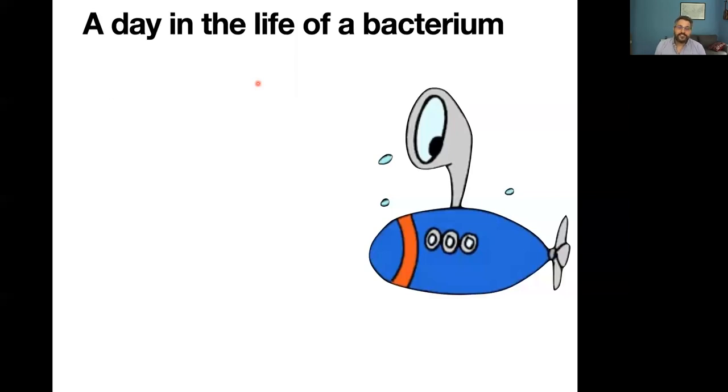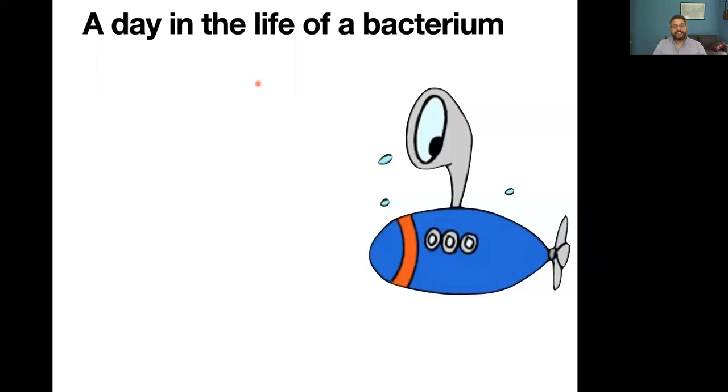Now we gotta go one step further. Not only have you built the submarines to do these things, I want you to make this submarine have all the tools and all the instructions for making more submarines and all the materials. This submarine, every 20 minutes, is going to become 2 submarines. This is what a bacterium does. And it is truly astounding as a machine.